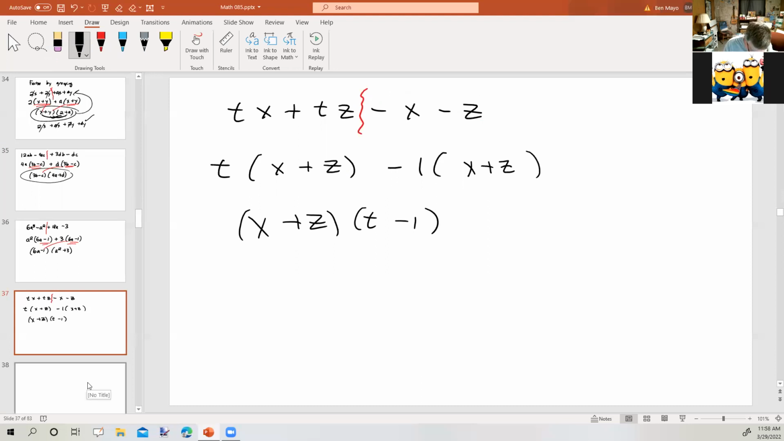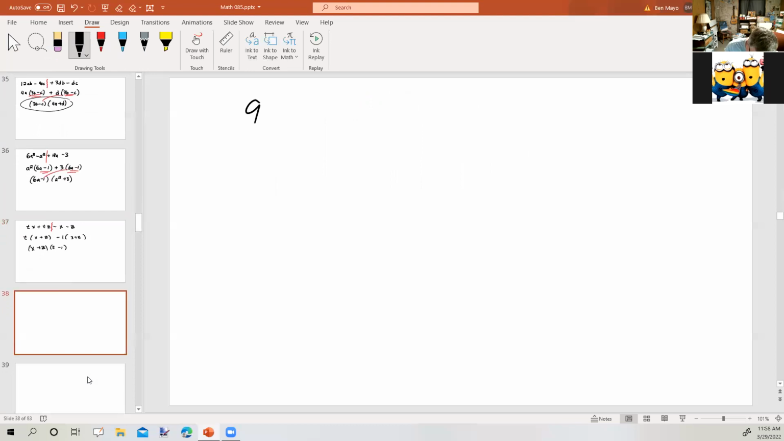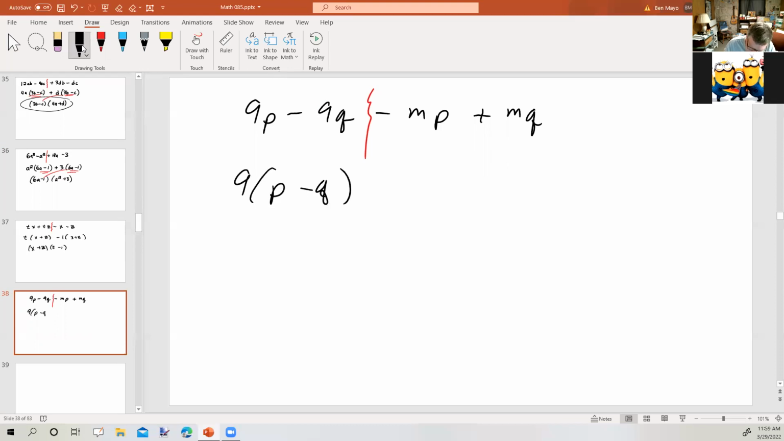Okay, let's take a look at another example. 9p minus 9q minus mp plus mq. Well, the greatest common factor of all four terms is just a 1. So factoring by grouping, the greatest common factor of the first two terms is a 9, and I have a p minus q left over. So what am I going to need there? I'm going to need a p minus q.